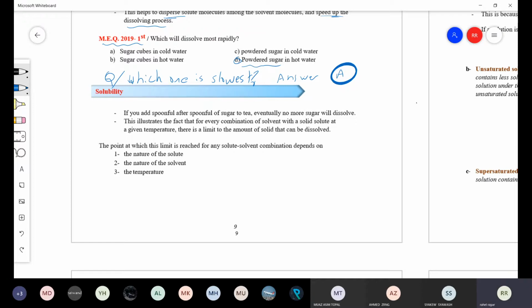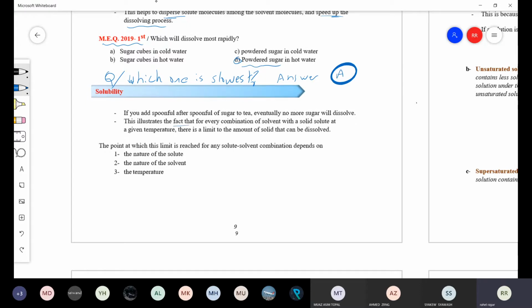Now let's come to solubility. What is solubility? Let's understand it. If you add spoonful after spoonful of sugar to tea, eventually no more sugar will dissolve. Whatever you do, even if you stir it, even if you break it down into smaller pieces, it will still not dissolve.